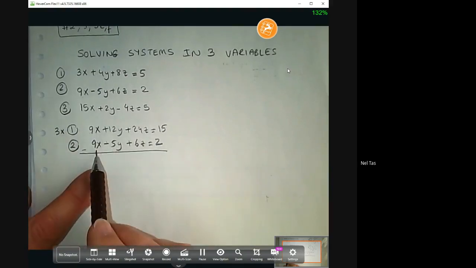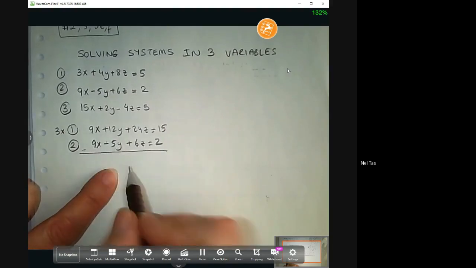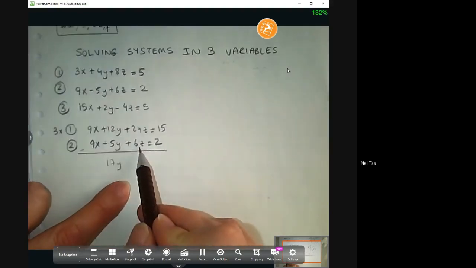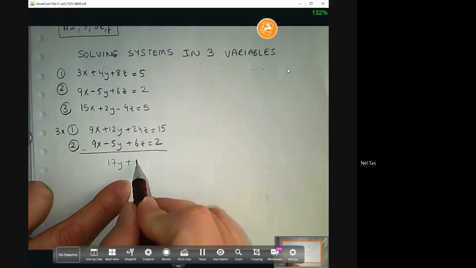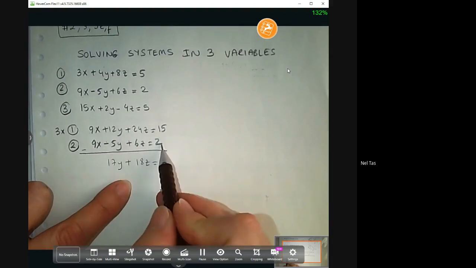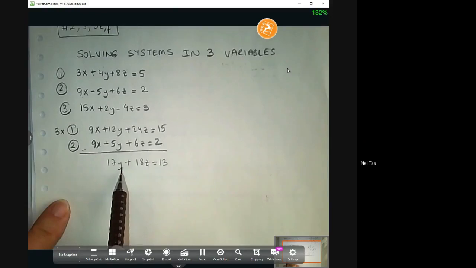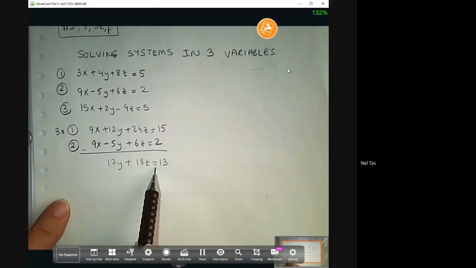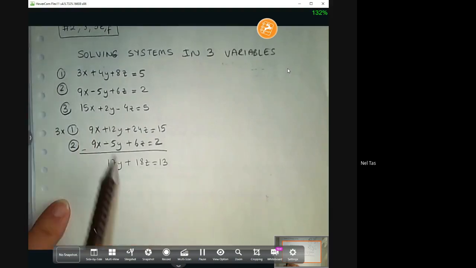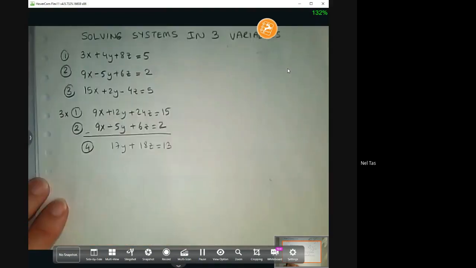So 9x minus 9x, 0. 12y minus negative 5y gives you 17y. 24z minus 6z gives you 18z. 15 minus 2 gives you 13. So as you see now, I have an equation with 2 unknowns only. I came up with this. So that's a new equation, right? So we have equation 1, 2, and 3. This is the new equation. So I will also number it. Now this is equation number 4.